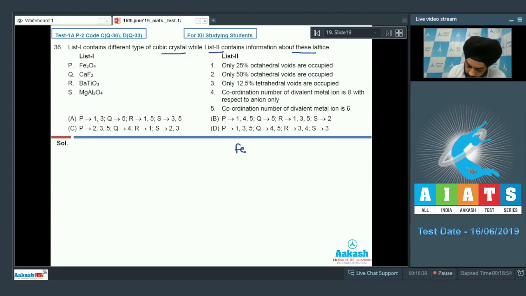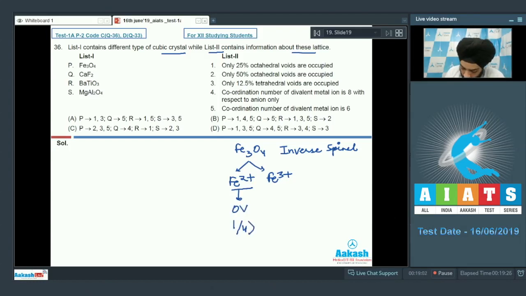So Fe3O4 has inverse spinel structure. So in the inverse spinel structure, we have Fe2+ as well as Fe3+. The Fe2+ ions occupy the octahedral voids. So 1 out of 4 octahedral voids are occupied by Fe2+. And if we talk about Fe3+, they are present in the tetrahedral void as well as the octahedral void. So there are 2 of them and 1 is present in the tetrahedral void. So 1 by 8. And the other is present in the octahedral void. So 1 by 4 again.